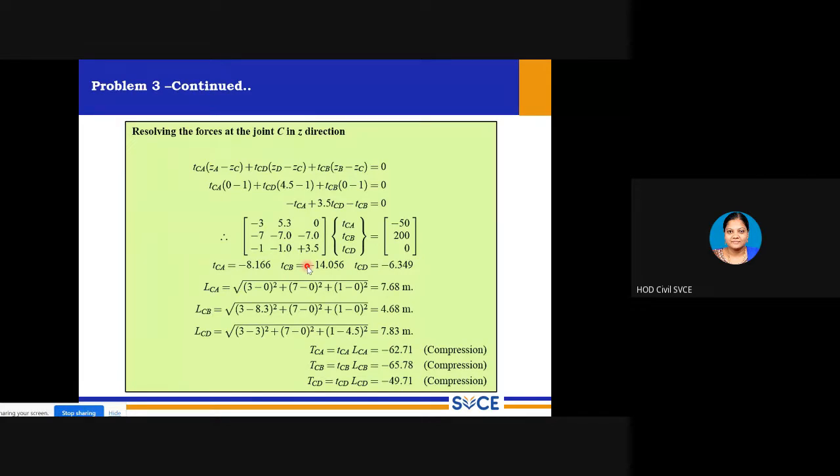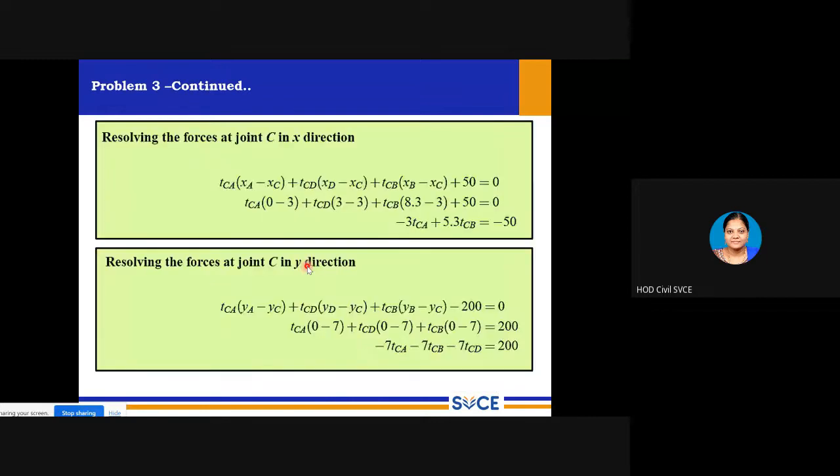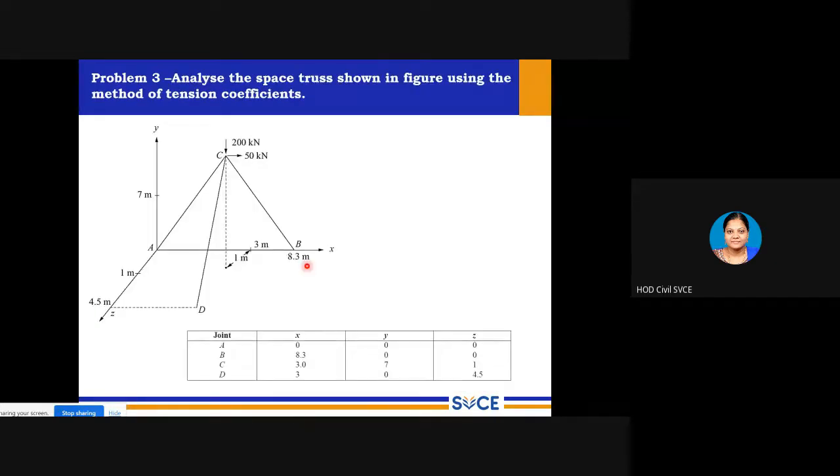Since this is a space truss, what is the equation you'll use to get the length of the member? If you know the coordinates you can calculate the length easily, right? So how to calculate the length of the member CA, for example? What is the length of member CA? Root of... What is the formula to calculate the length of the member if you know the coordinates? So you have Xa, Ya, Za, and similarly you have Xc, Yc and Zc. So how to calculate the length if you know the coordinates?